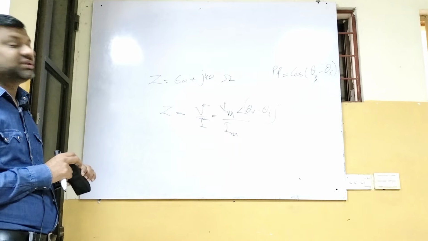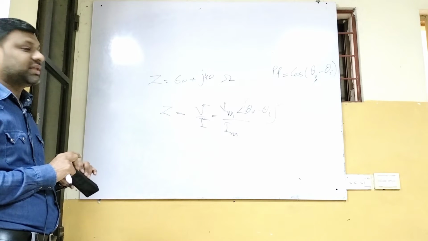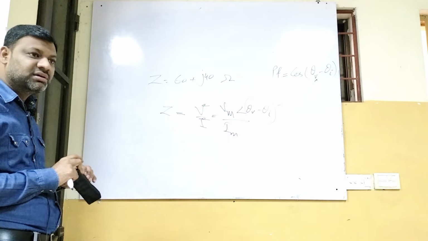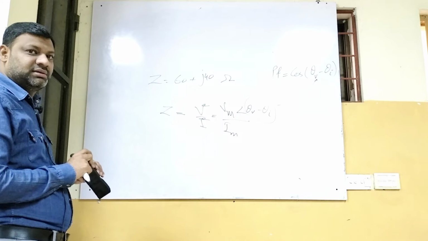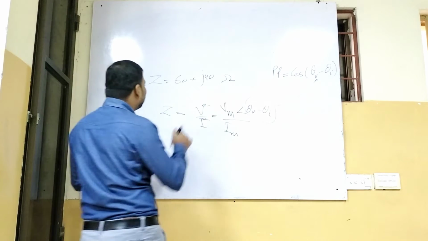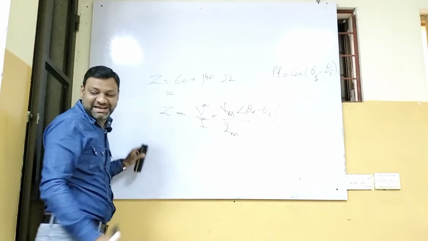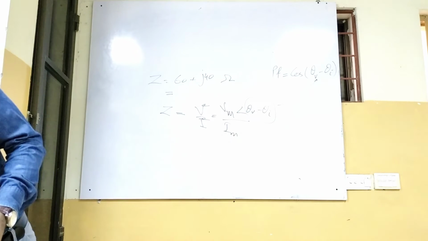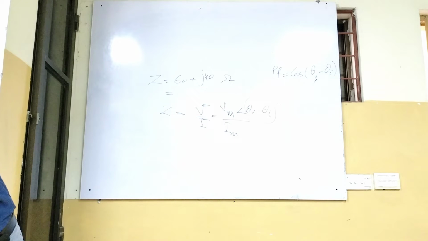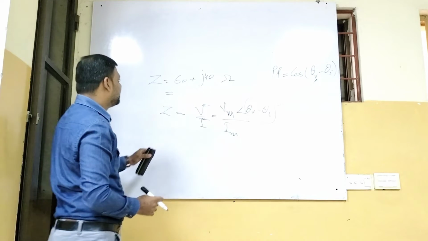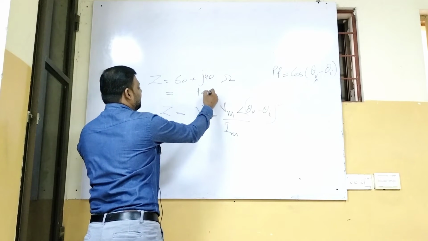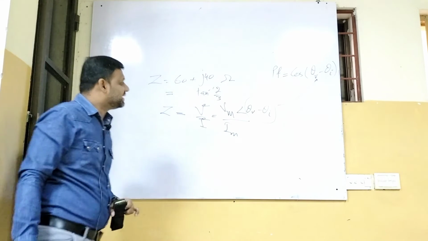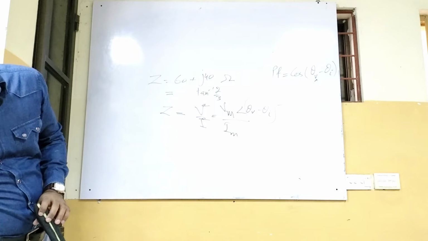Ahmed, Kamran, Abdullah, take it to phasor form. It will be tan inverse of 2 by 3. What is the numeric answer? 3.6.